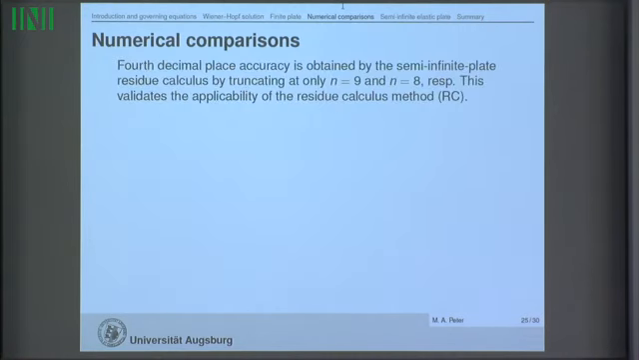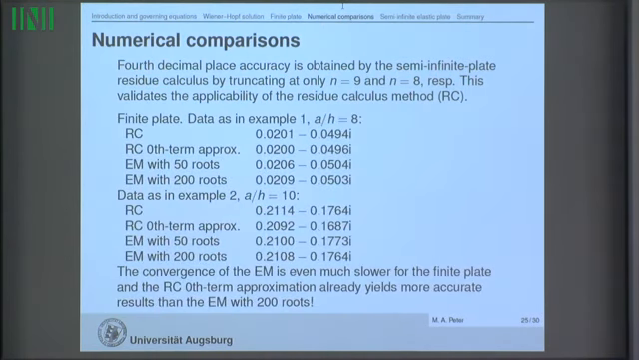Right. So fourth decimal place accuracy is obtained by the semi-infinite plate residue calculus by truncating at very small numbers, which is very neat and validates the applicability. And I'll also show you some finite plate numbers here, just again to show you the convergence, and the residue calculus zeroth term approximation, which was this very simple expression, already gives quite good results.